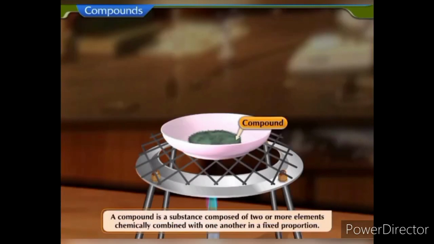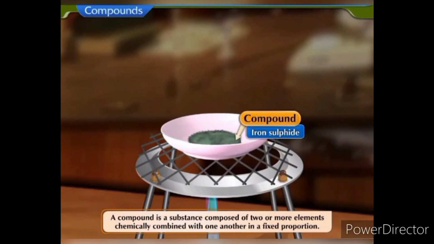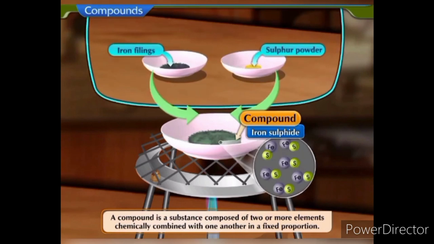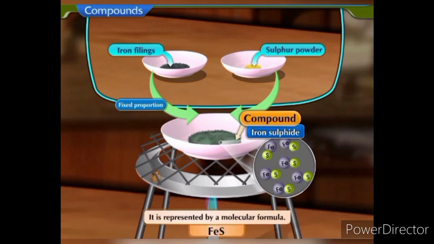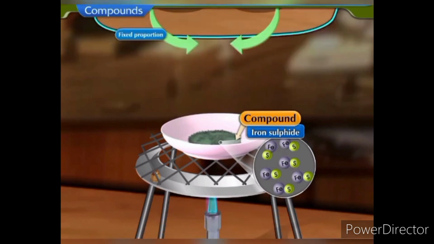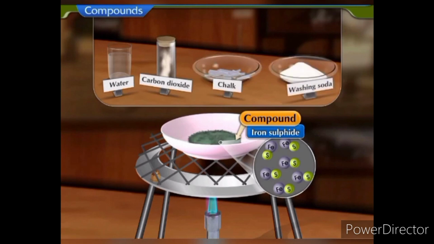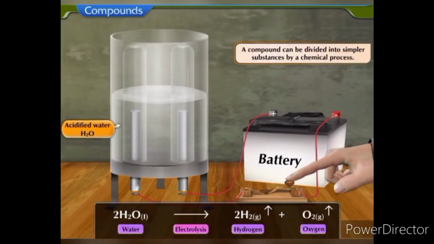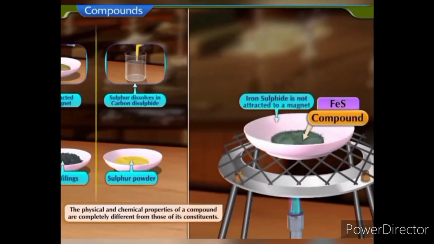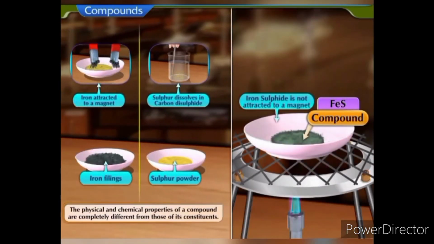Compounds. A compound is a substance composed of 2 or more elements chemically combined with one another in a fixed proportion. It is represented by a molecular formula. Water, carbon dioxide, chalk, and washing soda are all compounds. A compound can be divided into simpler substances by a chemical process. The physical and chemical properties of a compound are completely different from those of its constituents.